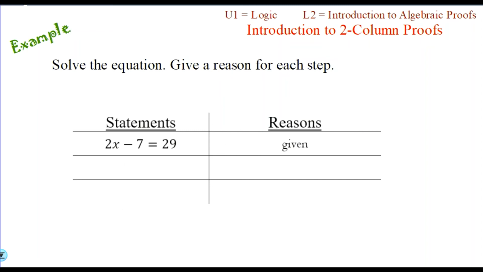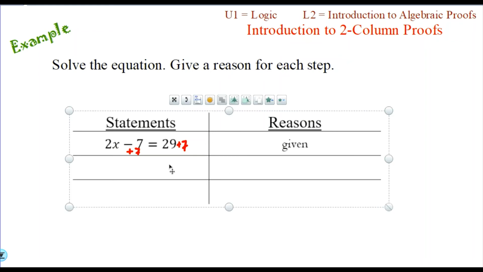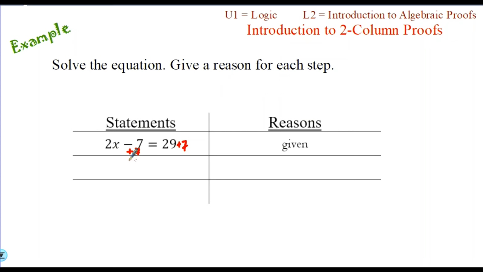So what I'm going to do is I'm going to come in and I'm going to get rid of this 7. I want to get those 2 x's by themselves. So I'm going to add 7 to this side and add 7 to the right hand side also. And when I do that, I will get, let's see, 2x equals what's 29 plus 7, 36.